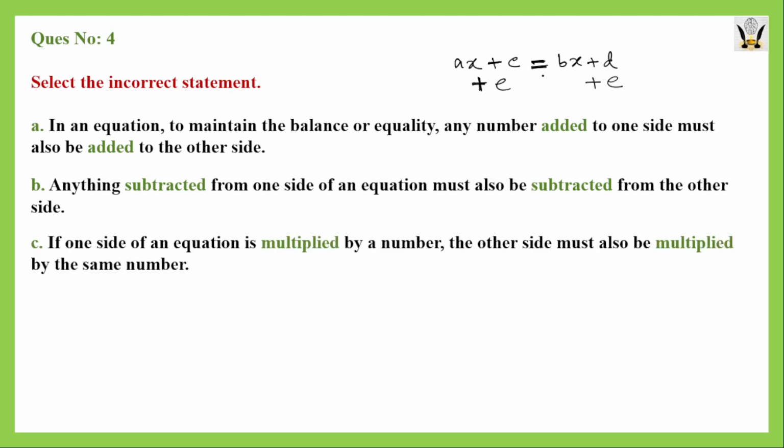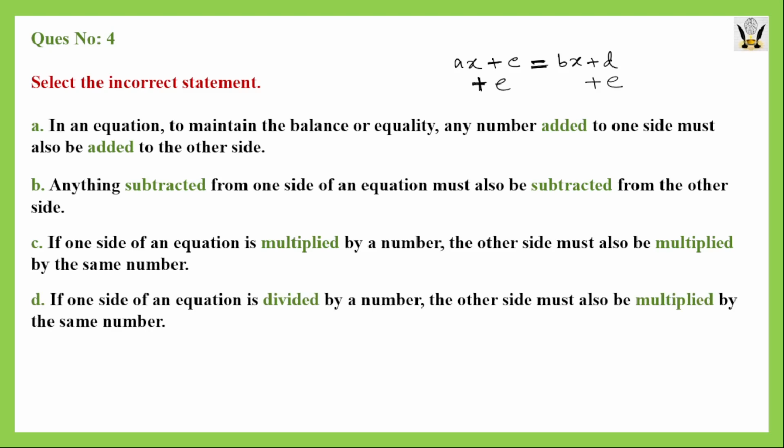Now the third one. If one side of an equation is multiplied by a number, then the other side must also be multiplied by the same number. And that is also true, like addition and subtraction. So whatever equation we have, to maintain the equality, to maintain the balance, by whatever value we multiply the left side, we must multiply the right side by the same value also. So this is also true.